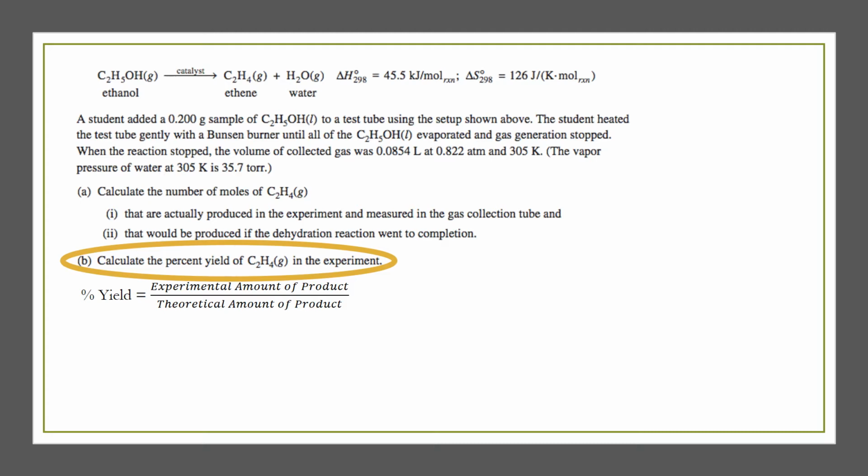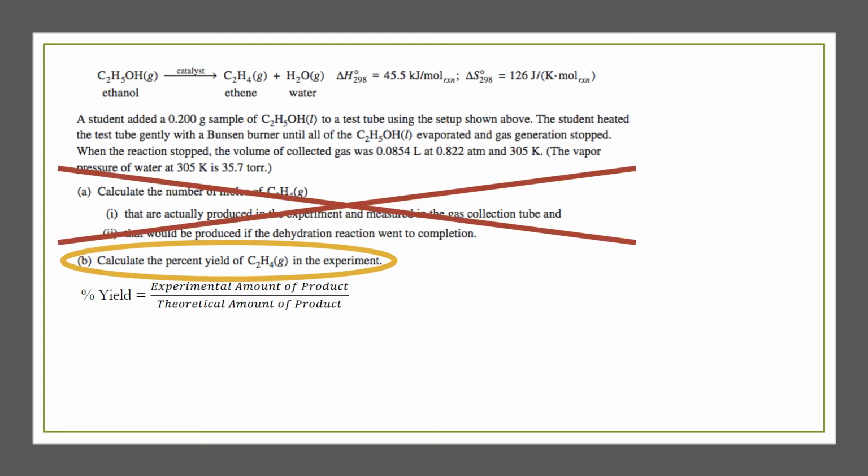Now, if you look at this problem, there are some things we haven't yet learned how to do. So we're going to ignore A1 and A2, but I'm going to give you some information that you need to know. The actual amount of moles that I created from this reaction is 0.00264 moles of ethene, C2H4 gas. With that information, we can now go and determine the percent yield of this reaction.